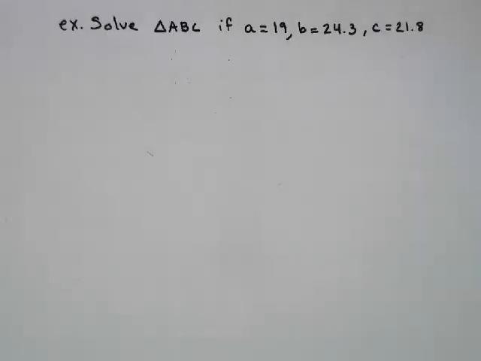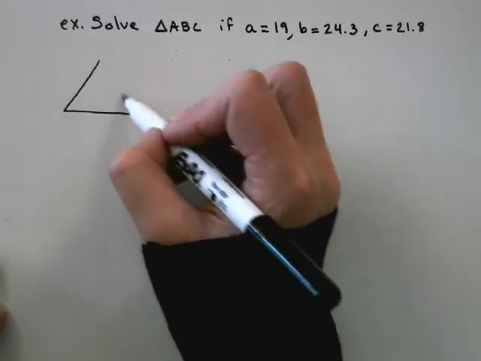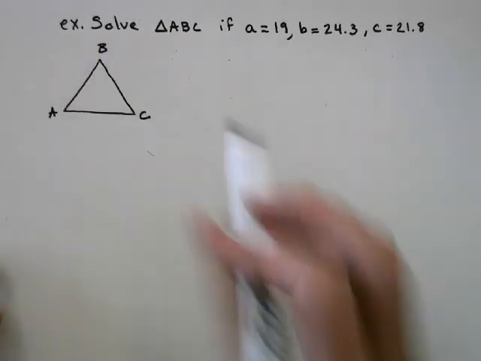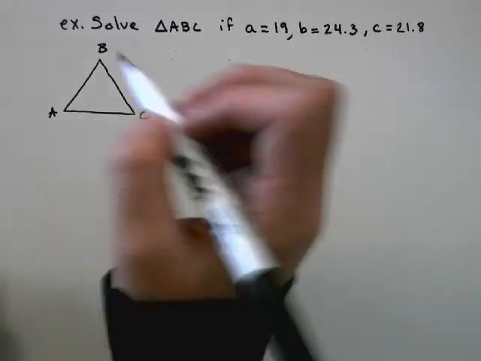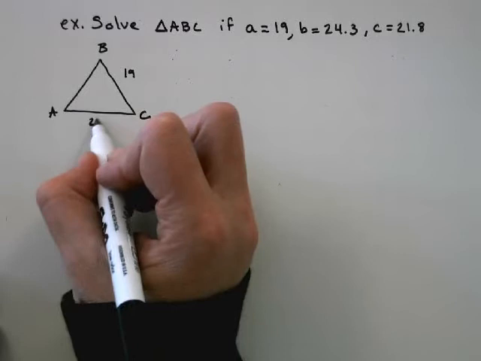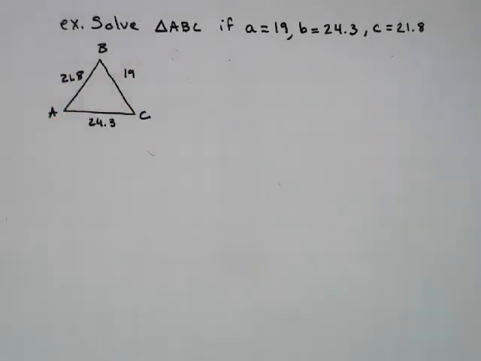All right, so our second example, we're going to solve triangle ABC if A is 19, B is 24.3, and C is 21.8. So we have A is 19, B is 24.3, and C is 21.8.